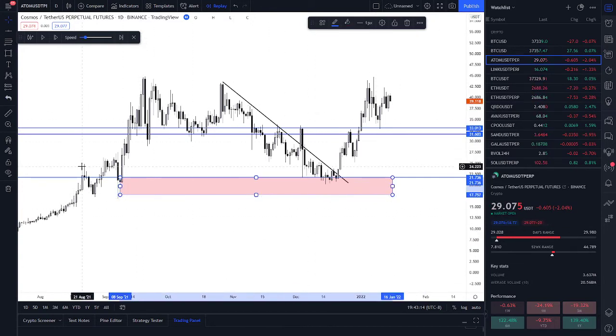So that's another example of demand and supply zone on that. I'll show you one more coin.